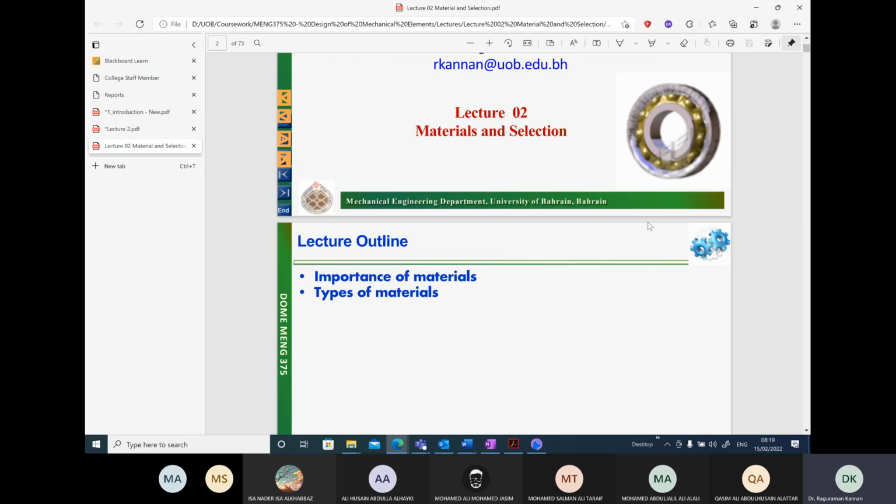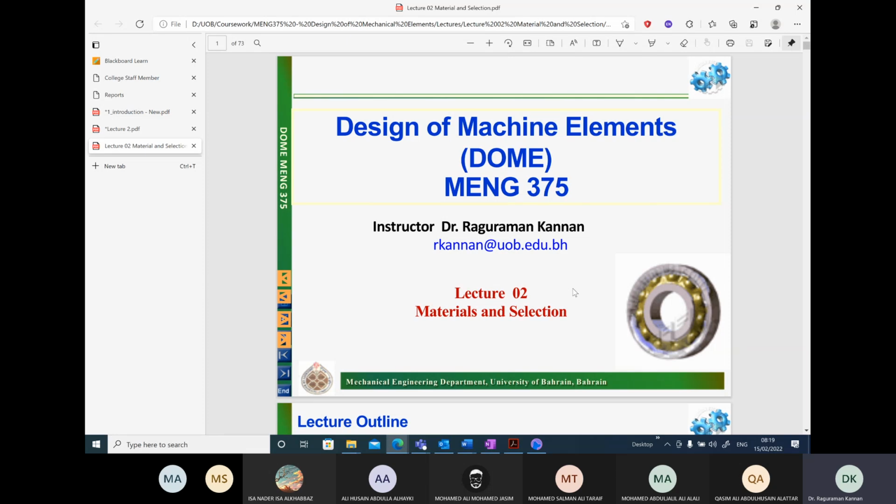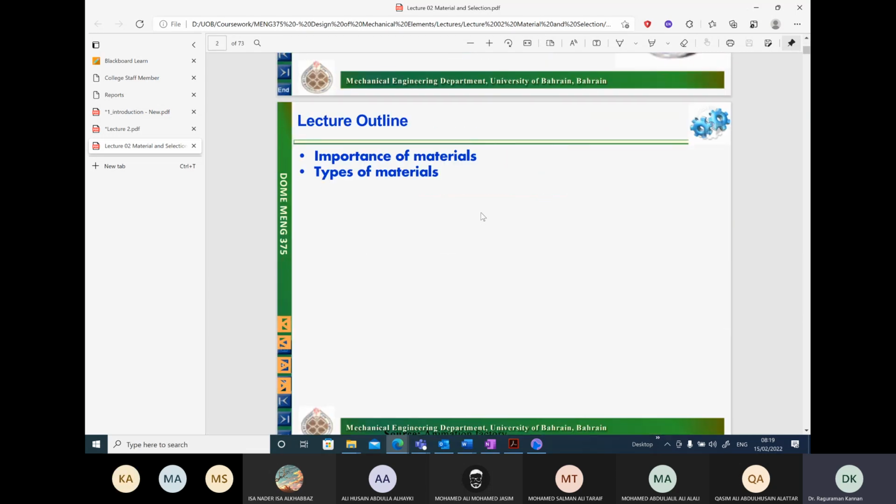Okay, so the second chapter is mainly going to be on materials and material selection. This chapter is also theoretical. Once we move to the third chapter, then we start to solve problems. I will try to finish this chapter as fast as possible.